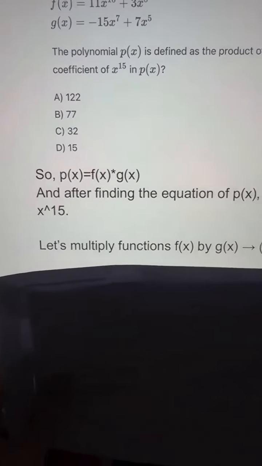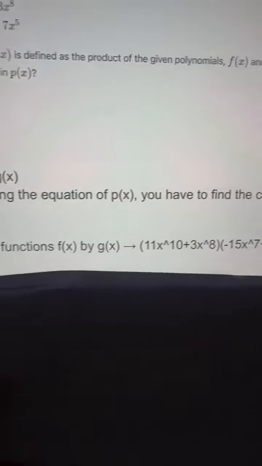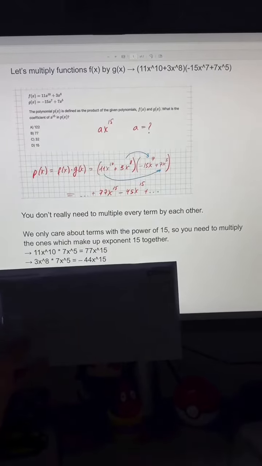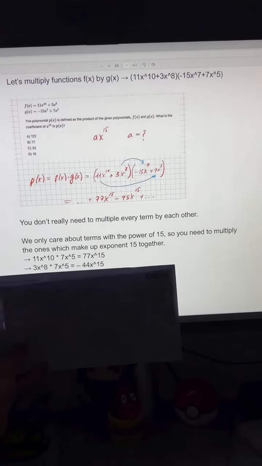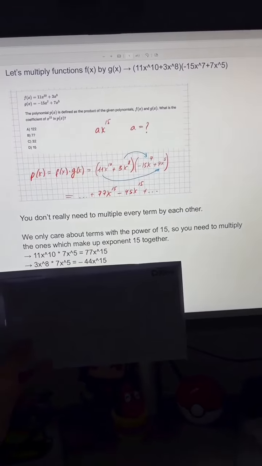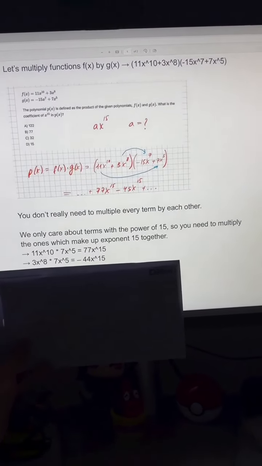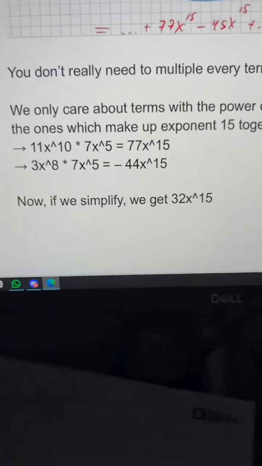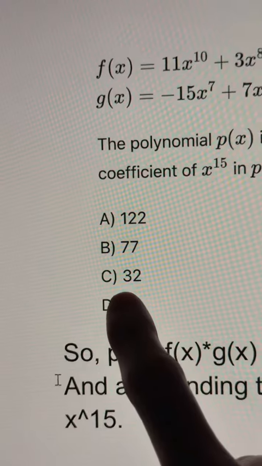So if we multiply functions f of x by g of x, we get this. Now here's something to be aware of. You don't really need to multiply every term by each other. We only care about terms with the power 15, so you need to multiply the ones which make up exponent 15 together. Now if we simplify this, we get 32x to the power 15, which leads us to the answer C.